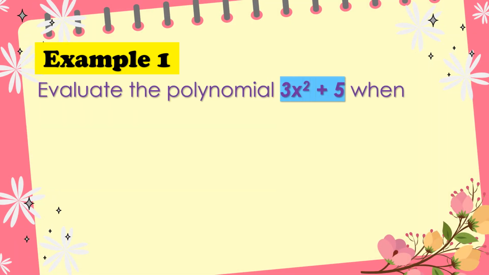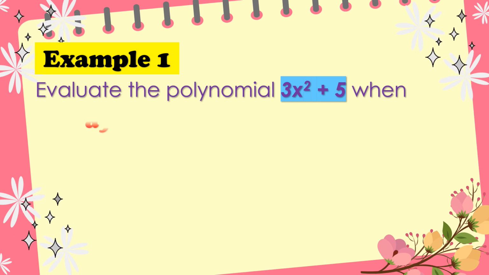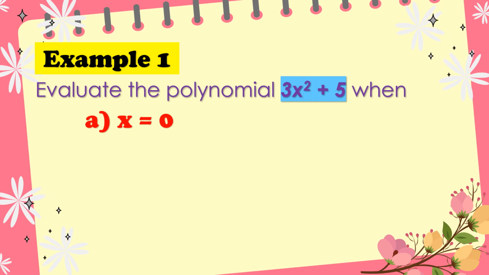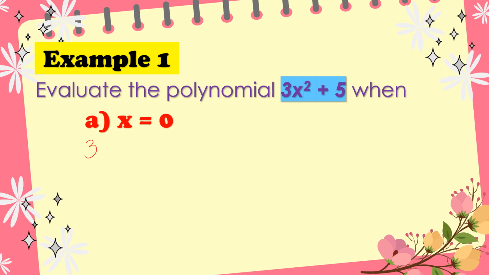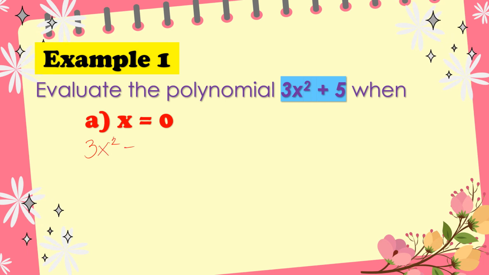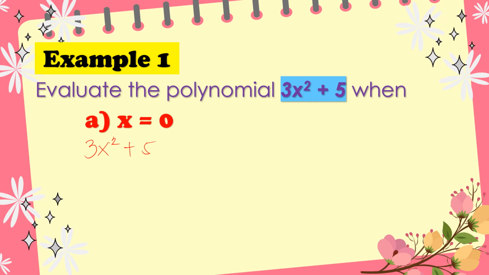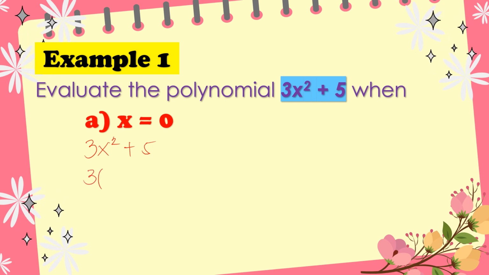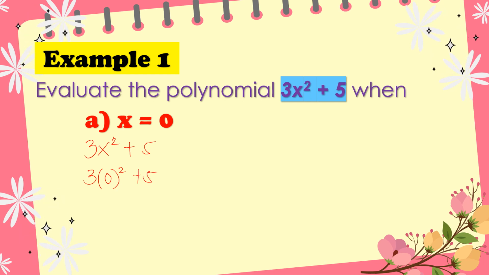Example number 1, evaluate the polynomial 3x squared plus 5 when x is equal to 0. So, the first thing we will do is copy the given 3x squared plus 5 and then plug in the given value, which is 0, for the variable x. So, plug in that. Put the squared and the rest of the expression.